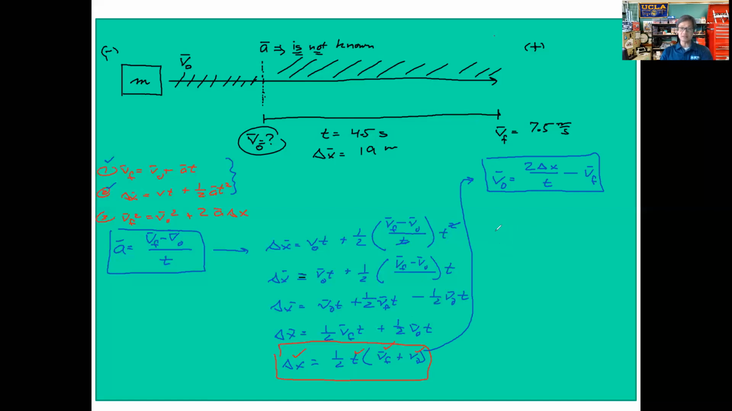With that said, let's plug in our variables. V initial then is going to be 2 times delta x, which is 19 meters, over the time interval here, 4.5 seconds, minus v final, which is 7.5 meters per second. If you do the quick unit analysis, this is going to end up giving you meters per second. You plug that in, folks, and you'll get your final answer. I get 0.94 meters per second as your initial velocity.